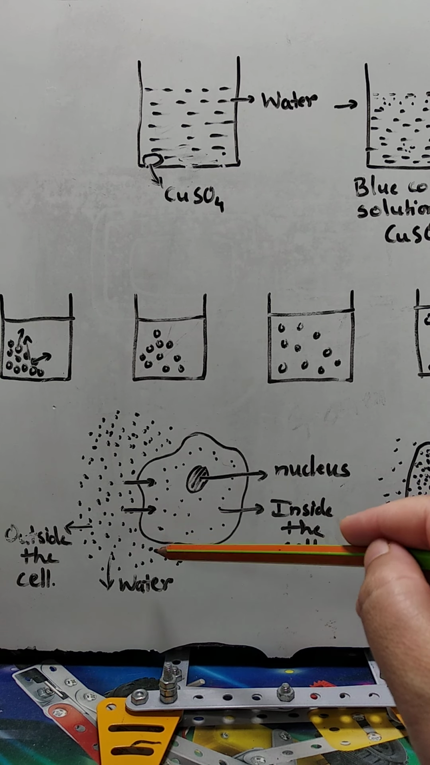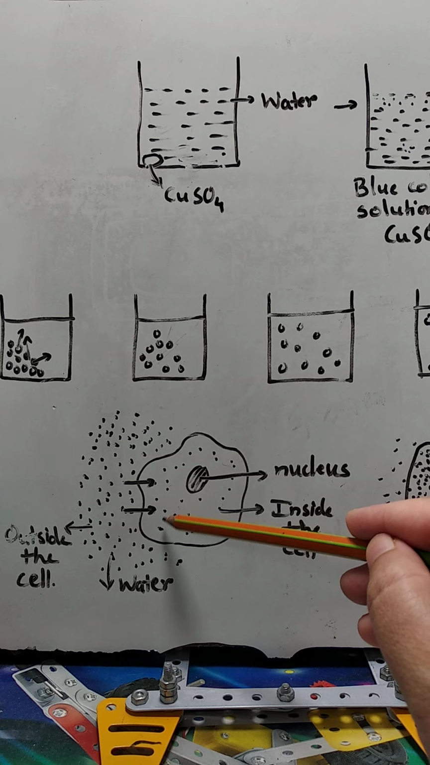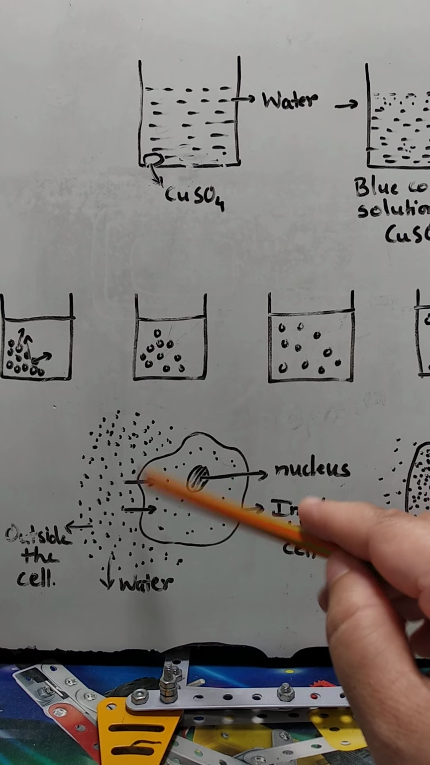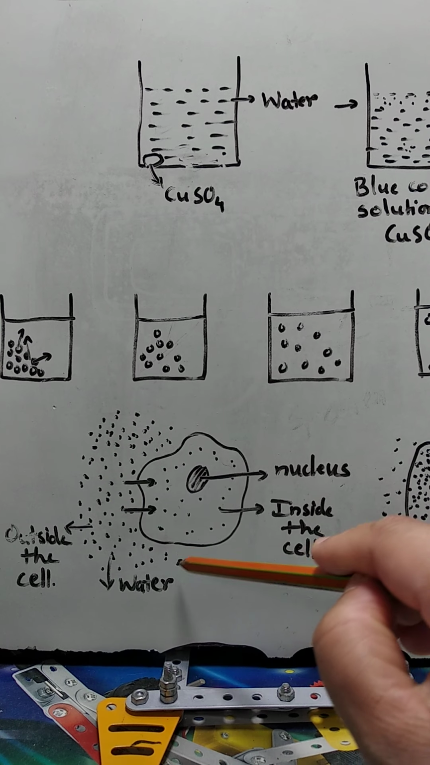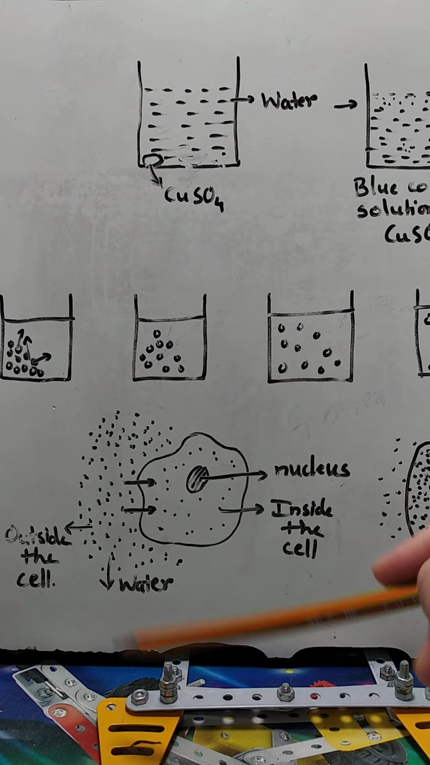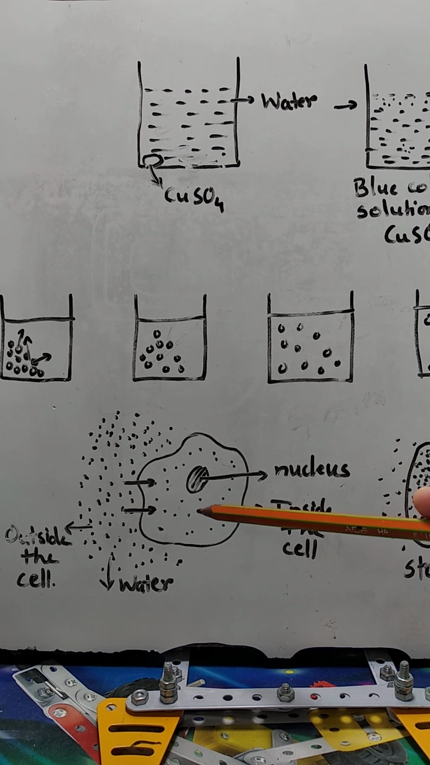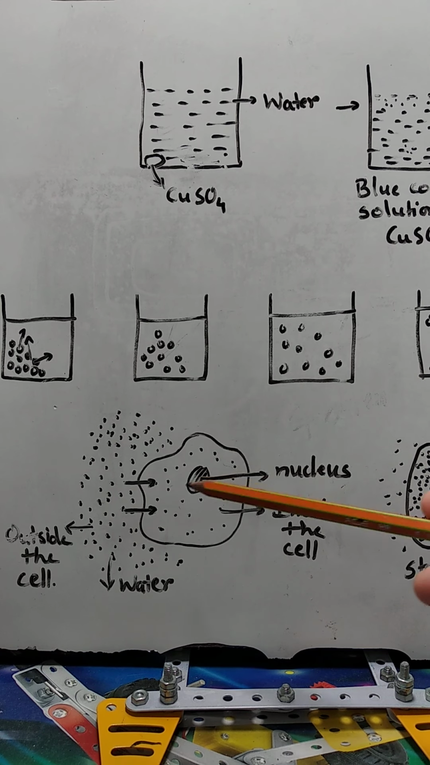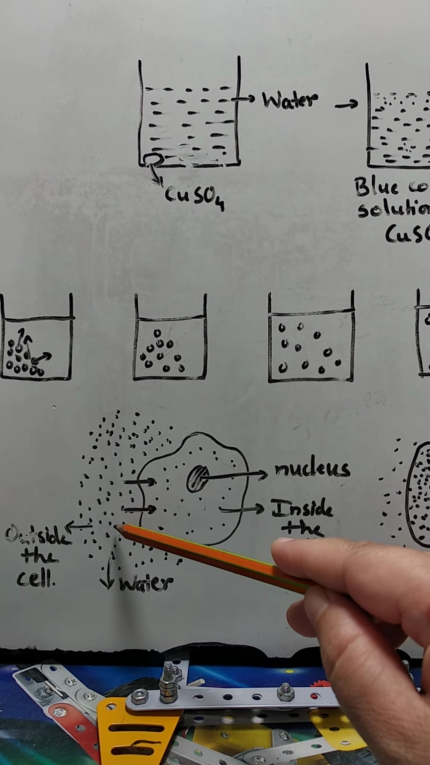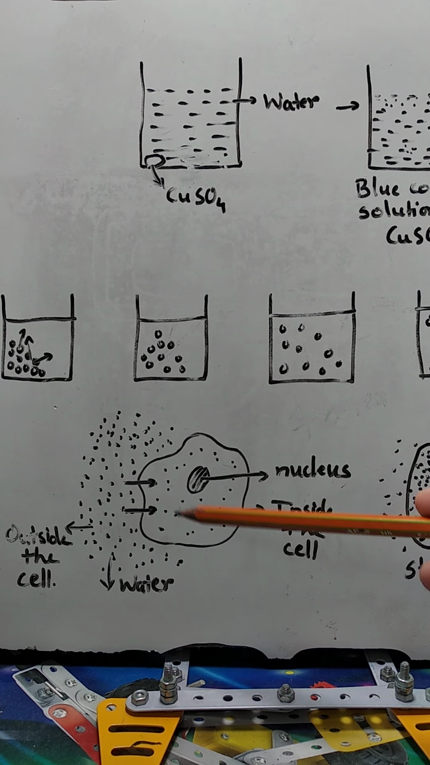So I hope this diffusion is becoming more and more clear to you now. If it would have been reversed, that in the external environment there are fewer water particles and inside the cell there are more water particles, then there would be a net movement of water particles from inside to outside the cell. It would have been reversed, right?